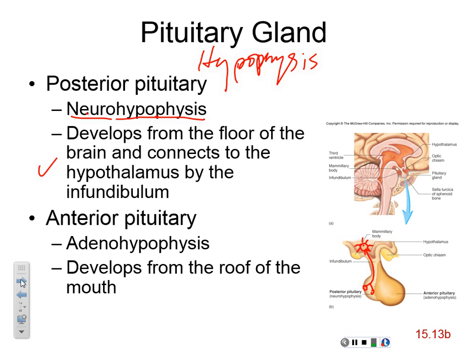Remember, endocrine glands secrete within, and therefore the hormone will travel in blood. So the blood vessels connecting the hypothalamus. So these will be blood vessels.